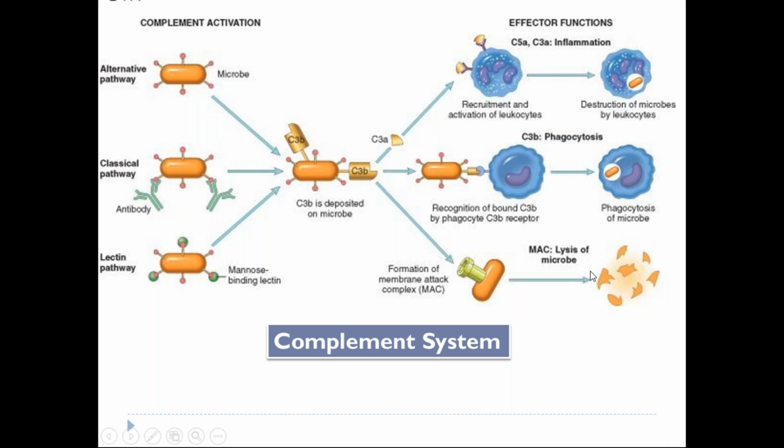and it will cause lysis of microbes, or it will generate C3b, which acts as an opsonin, and it will help in the process of phagocytosis. The complement products like C5a and C3b act as chemotactic agents for neutrophils, and they recruit the neutrophils and activate the leukocytes, and it will cause the destruction of microbes by neutrophils. So by these three processes, the complement plays an important role in acute inflammation.